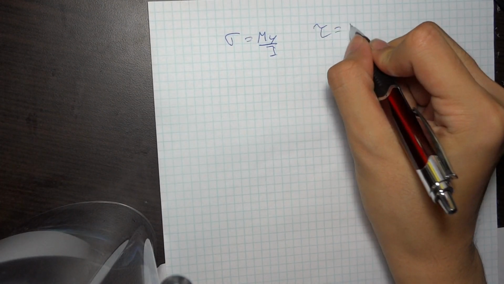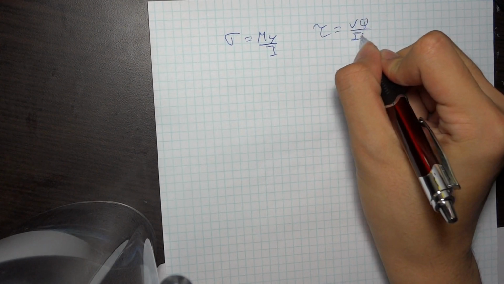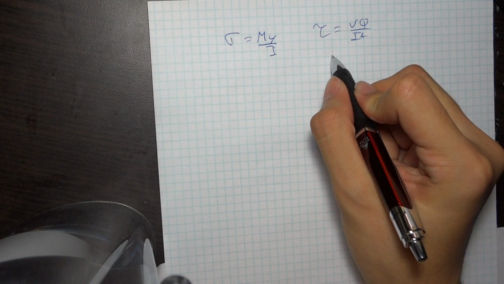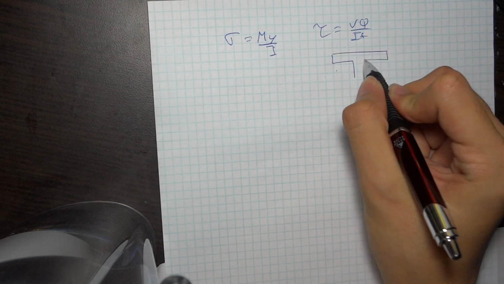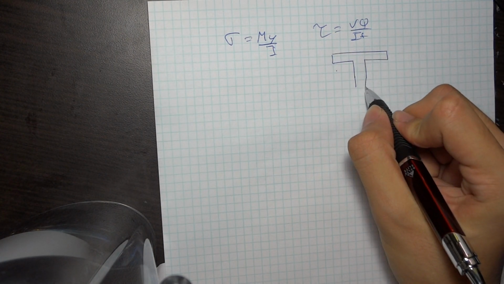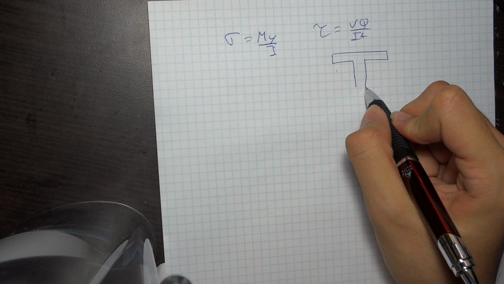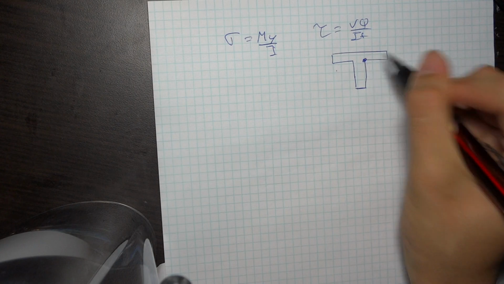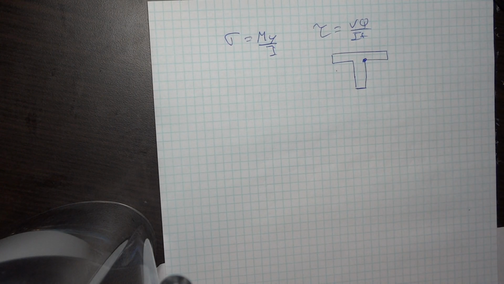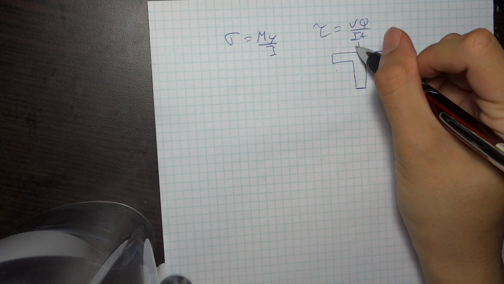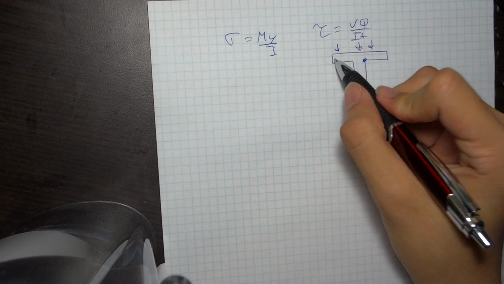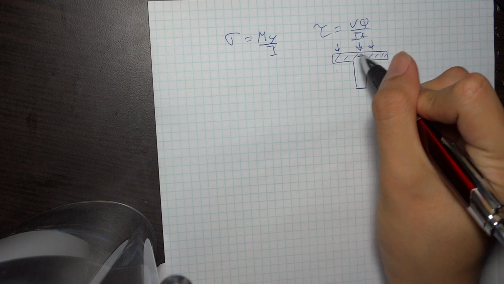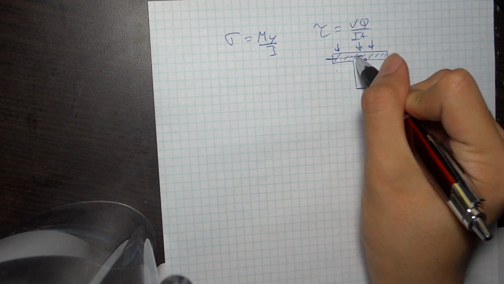Your tau, I went over this earlier. Recall for a T-beam, I'm going to just draw one really quick like this. You want to use the largest stress that develops here. And for that, shear acts this way. So you want to use this area, and you want to use the y bar through the center of here.